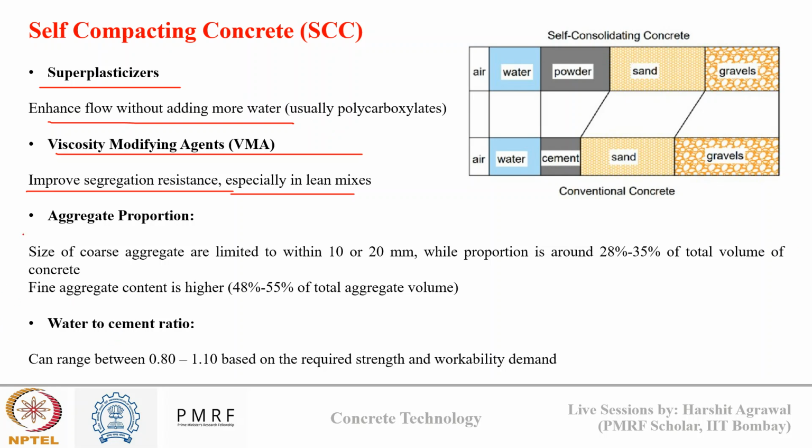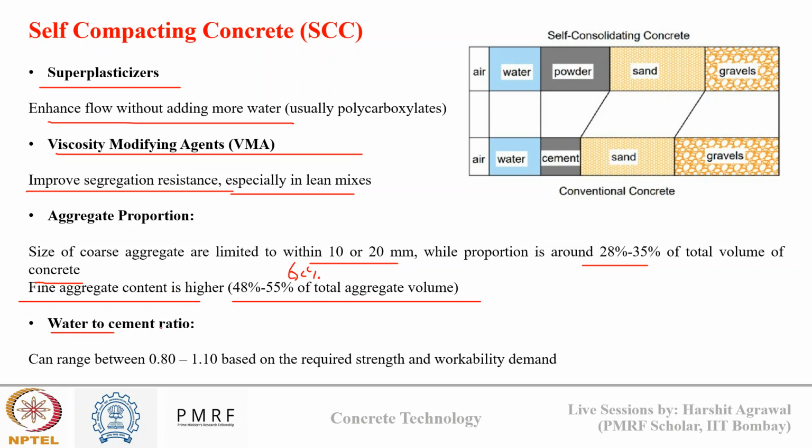Then aggregate proportion: the size of coarse aggregate is generally limited to 10 mm or 20 mm, and its proportion is also lowered. It is only 28 to 35% of total concrete volume, and fine aggregate proportion is made higher, around 45 to 50%, 55% of total aggregate volume. So we can keep it around 60% fine aggregate and 40% coarse aggregate in total aggregate volume, instead of going with the 50-50 or 45-55 ratio.